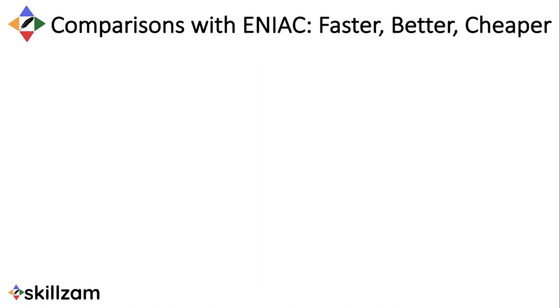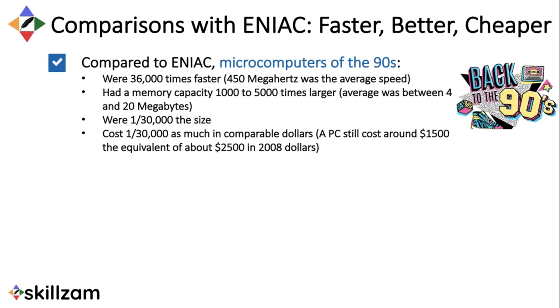Comparisons with ENIAC: faster, better, cheaper. As we know, ENIAC was the first all-electronic general-purpose computer built in 1946. If we compare it with the computers of the 90s, they were much better, faster, and cheaper. 36,000 times faster, memory capacity 1,000 to 5,000 times larger, 1/30,000 the size, 1/30,000 as much in comparable dollars.